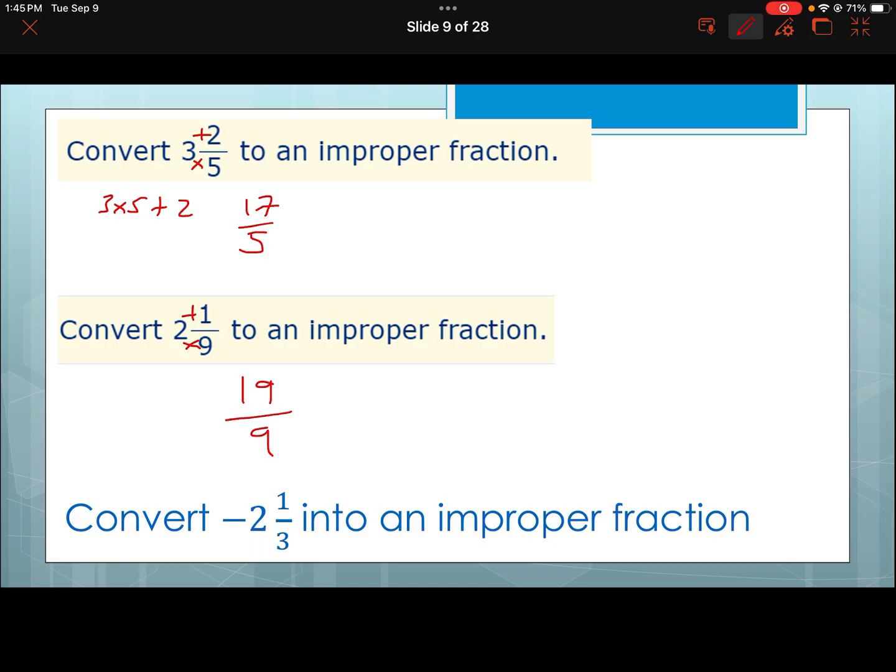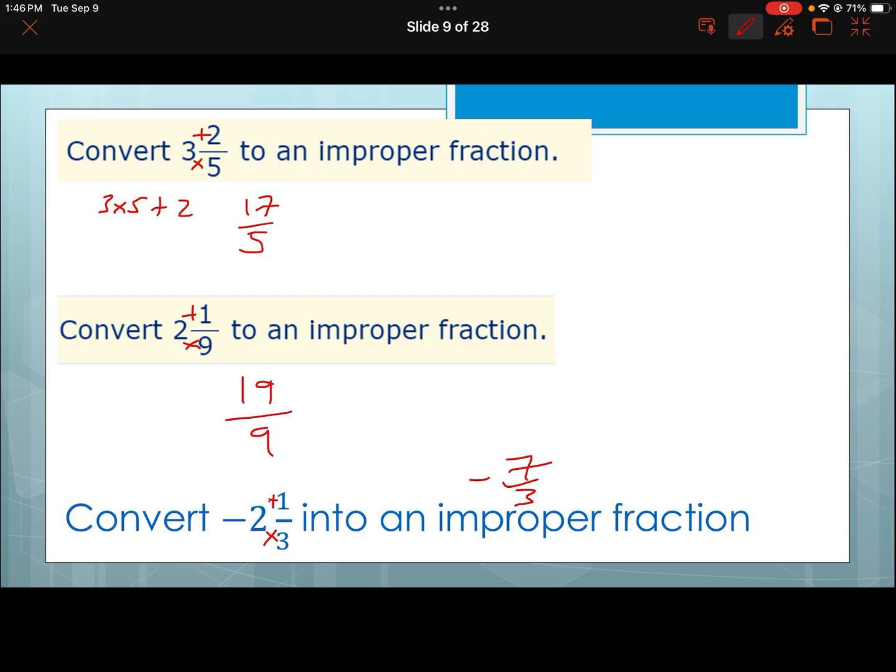Cool. And then the last one, this is a question that comes up a lot, especially in the EQAO and stuff. They love throwing negatives in there, but literally, a negative is just a direction. So completely ignore the negative until the end, and do the exact same. Do 2 times 3 and add 1. So 2 times 3 is 6, add 1 is 7, that's 7 over 3. And then, don't forget the minus sign.